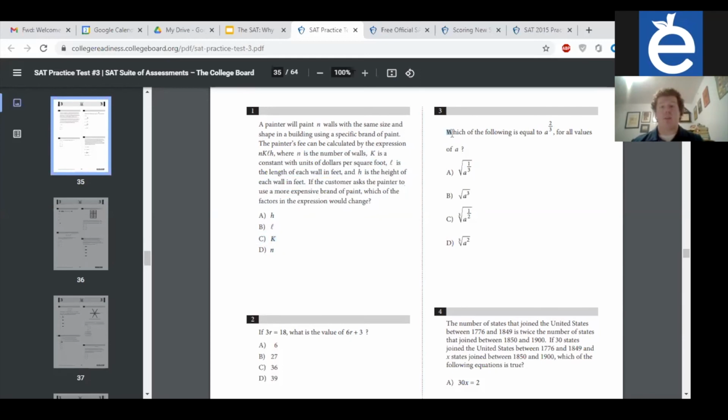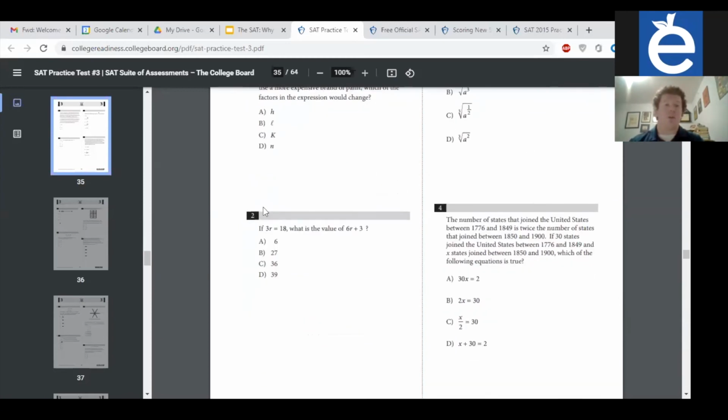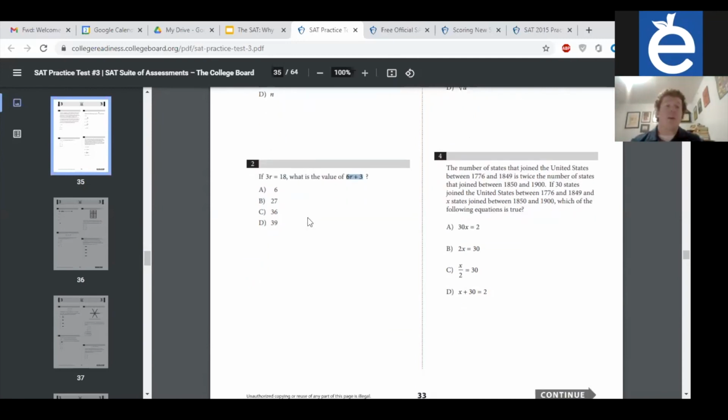Moving on to number 3. Which of the following is equal to a to the 2/3? We'll go to number 2 and then number 3. If 3r is equal to 18, what is the value of 6r plus 3? This is an example of the very basic algebra questions that they'll build on. You'll see questions that are pretty similar to this, but they'll just get more complicated as the section goes along, or if we go to the next section.